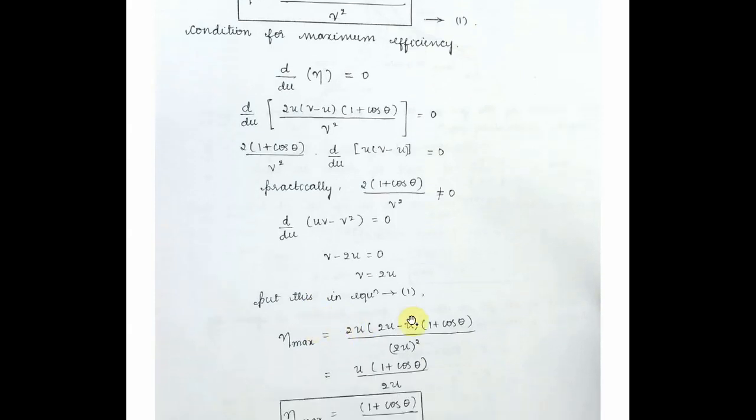Therefore, if we differentiate with respect to u, we get (v − u) = 0. Therefore, v equals u. So I put this value in equation 1. Then maximum efficiency is given by 2u into (2u − u) into (1 + cos theta) divided by (2u) whole square. Further simplification gives eta maximum equal to (1 + cos theta) divided by 2.